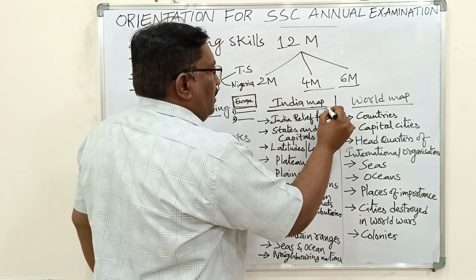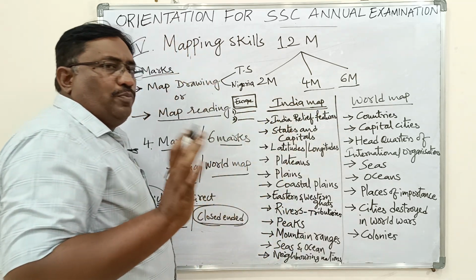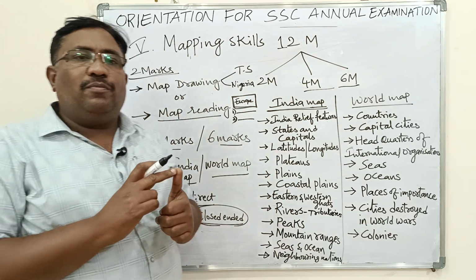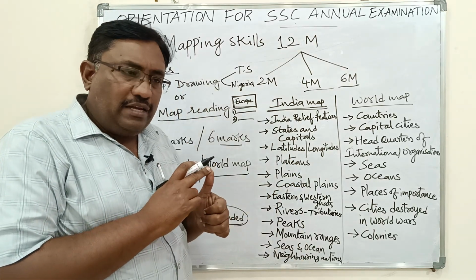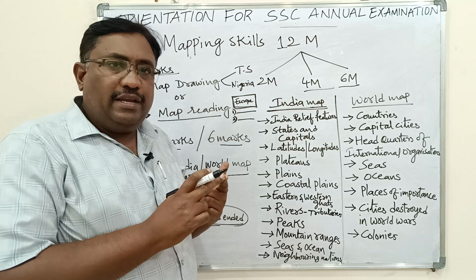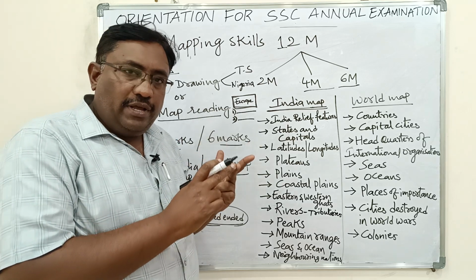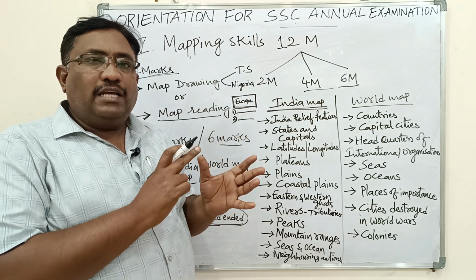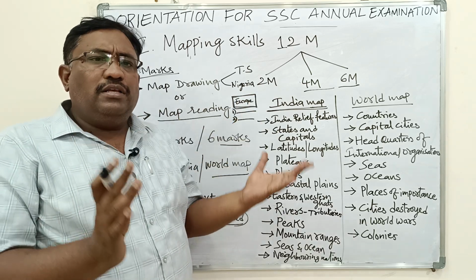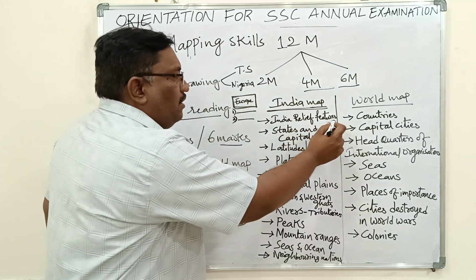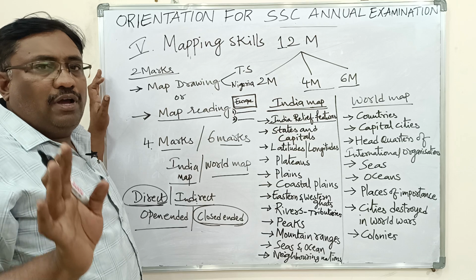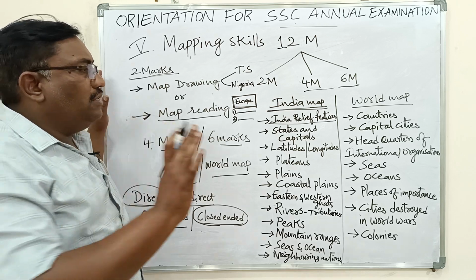First we look at our India map. In the India map, first we have to practice all the relief features. What are the relief features we find in the India map? One is the Himalayas, next the Indo-Gangetic Plain, next the coastal plains, the Thar Desert, and islands. We have to practice all these things mentioned in the relief features. If you don't practice, we lose some marks. We have to be ready with all of these.